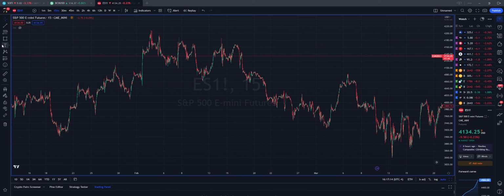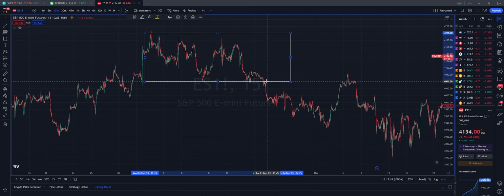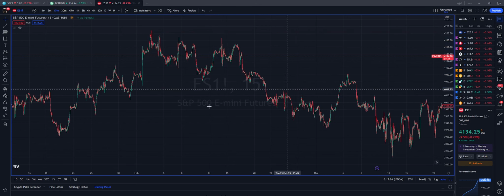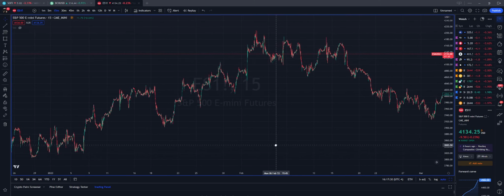The same thing. This is the structure. The imbalance starts right here, and then we manage to come back up to the imbalance and get rejected again. Right? So okay. In relation to key level, all right.